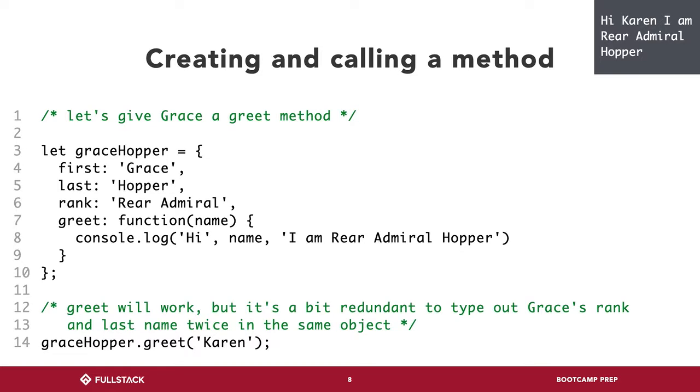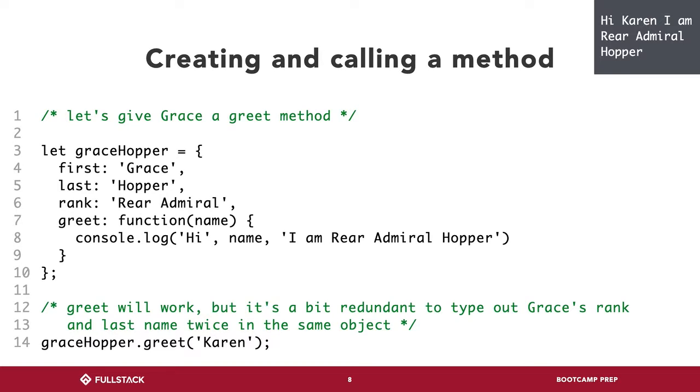Right? So the greet function takes in a name and console logs hi. That's one thing that's console logging, separated by a comma. Then it's going to console log the name, separated by a comma. Then it's going to console log this string: Hi Karen, I'm Rear Admiral Hopper, because you call it with the string Karen.